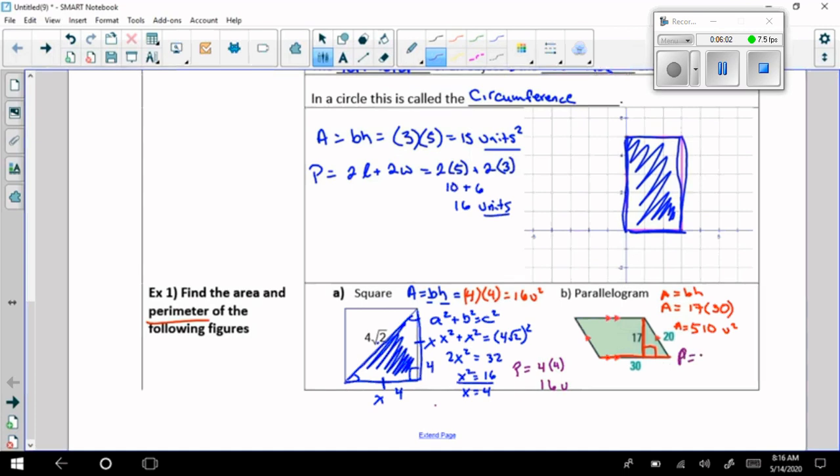Perimeter of a parallelogram, you're just going to add up all 4 sides. Just like a rectangle, since opposite sides are equal, you can do 2 times L plus 2 times W, or 2 times one side plus 2 times the other, doesn't matter. So using the 20 and 30 here, we get 60 plus 40, so 100. And again, we're going to use units because it doesn't have a label.